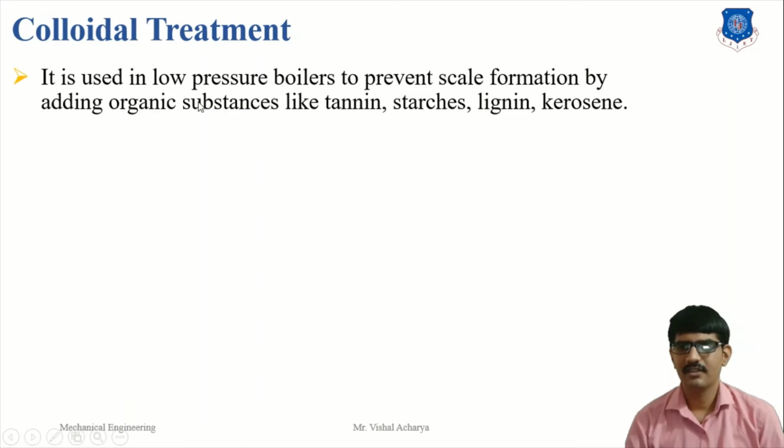Colloidal treatment is used for low pressure boilers to prevent scale formation by adding organic substances like tannin, starches, lignin, and kerosene.